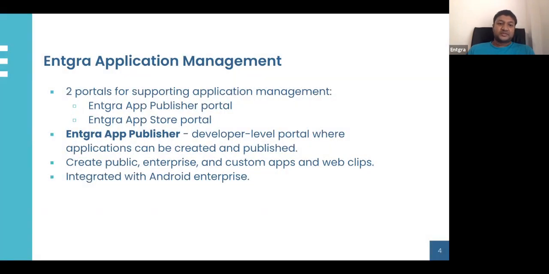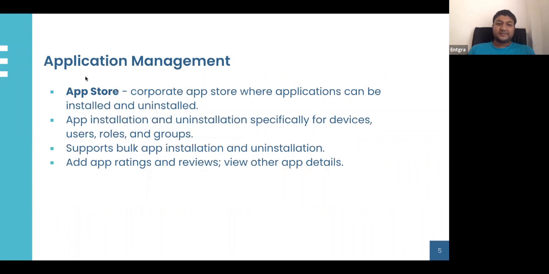And there are two other portals. One is called the App Publisher. The publisher allows your developers to publish new applications to the App Store. So these new versions that the developers publish are available in the App Store for your end users and for your admins to go in and install these applications on end users' devices. These can be pushed as bulk operations so that you don't have to go into each device and push these updates. You can, of course, uninstall or reinstall the same application.